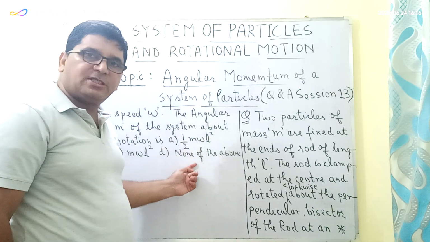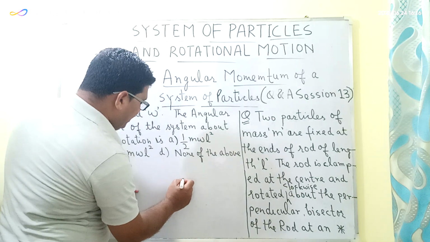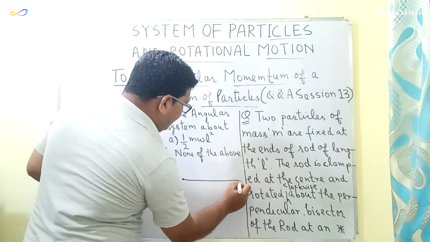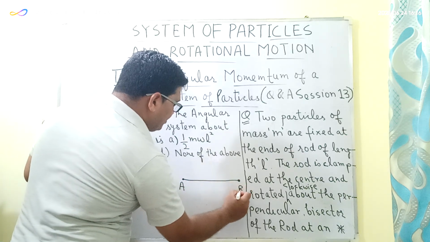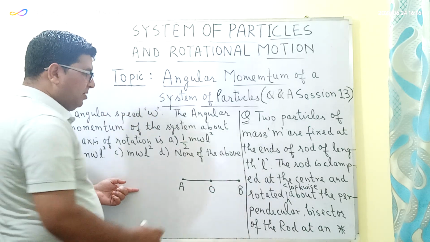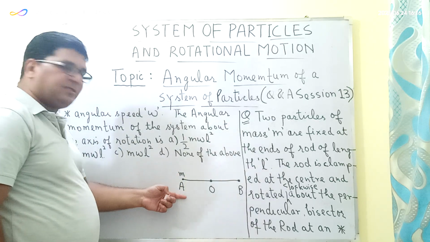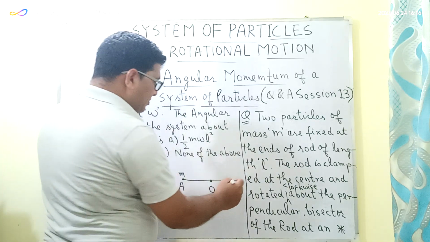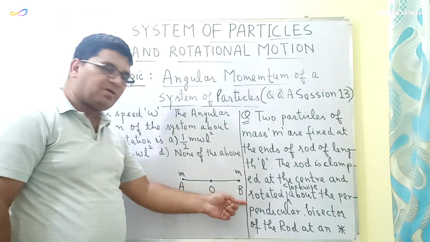तो यहाँ चार ऑप्शंस दिए गए हैं and we have to find the correct option. So ये एक rod है. This is the rod, and A and B are the two ends of the rod. O is the center of the rod. Now one particle of mass m is fixed at the point A of the rod and another particle of mass m is fixed at the point B of the rod.